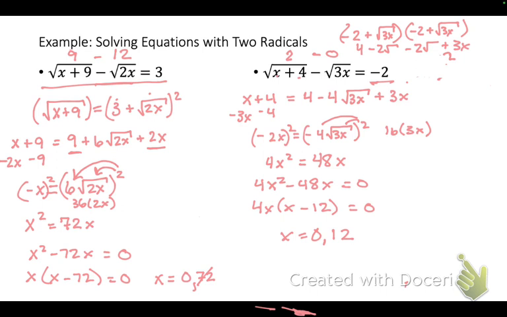I'm putting in 0. So I get square root of 4 is 2. And then minus the square root of 0, which is 0. So 2 minus 0 is not negative 2, is it? No. So 0 doesn't work. 12 plus 4 is 16, square root of 16 is 4, minus 36. Oh, square root of 36 is 6. So is that negative 2? Yes. Okay. So 12 works.